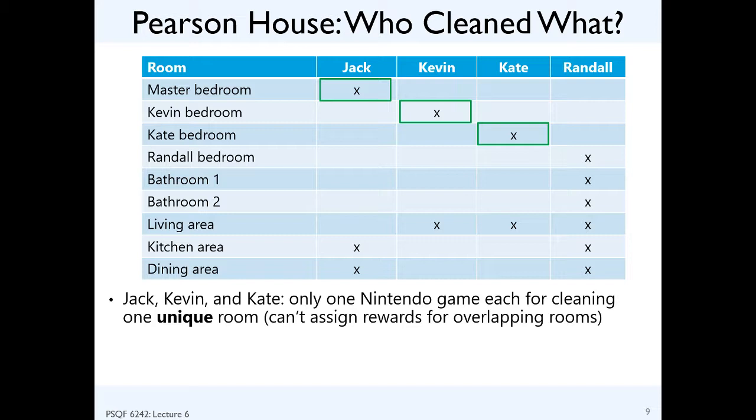He gets 3, right? Because he claimed 3 unique rooms. How many Nintendo games do Kevin and Kate each get? 1. Now what if we hadn't talked to Kate yet? We just talked to Kevin. He gets 2, right?